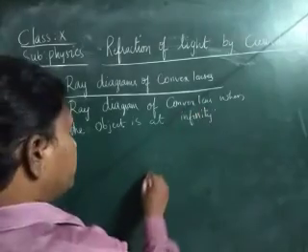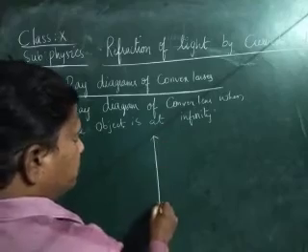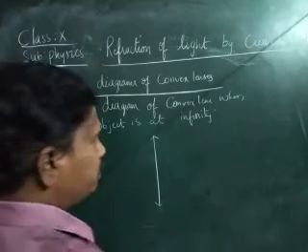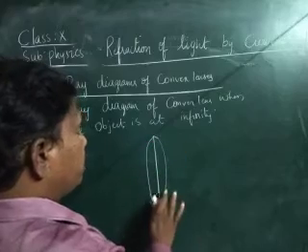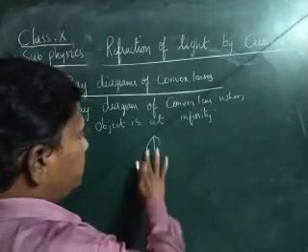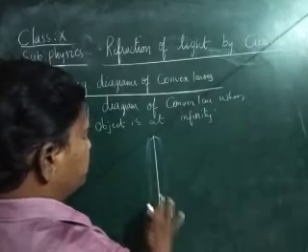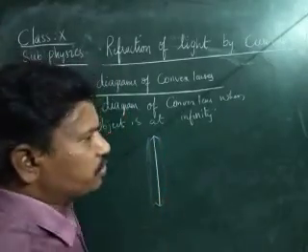Which lens, children? Convex lens. Therefore, I am drawing the convex lens diagram. Already I said that we may draw the figure like this, or we may draw the figure like this. It is our choice. But here in the textbook it is given like this. Therefore, we can choose any, we can draw like that also, children.